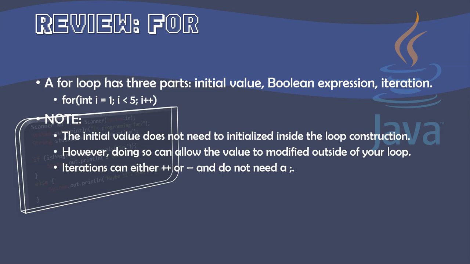So that's why a lot of times when we look at for loops, the int i, like here, your initial value, is initialized within the loop so it stays isolated. Now, your iterations, right here, i++, are typically either plus plus or minus minus. Sometimes we do have weird cases where it's like i plus 2 or things like that, but most of the time it's i++ or i--, and remember that you do not put a semicolon here.